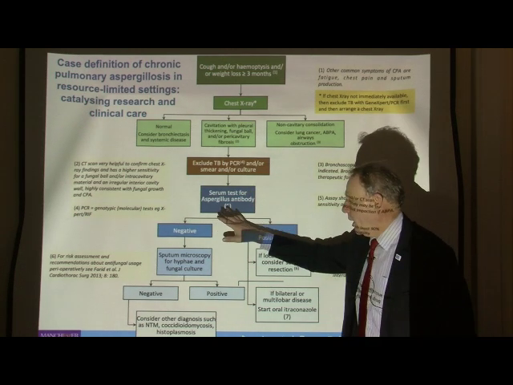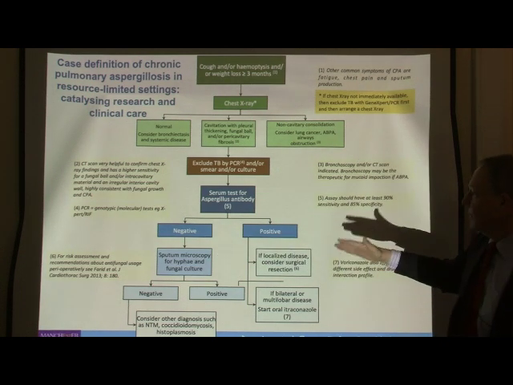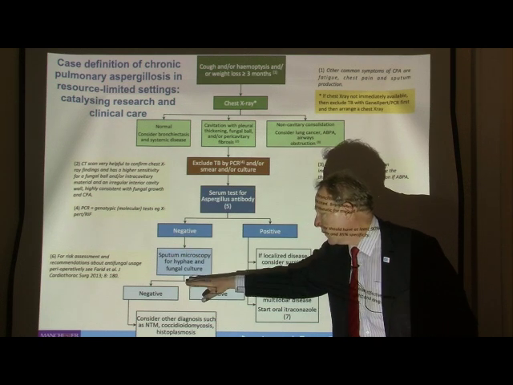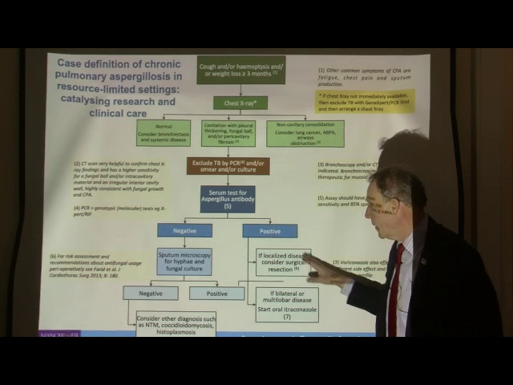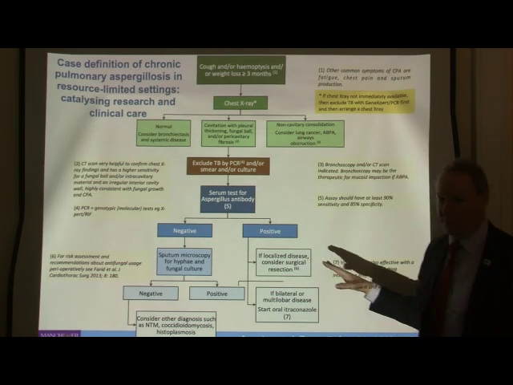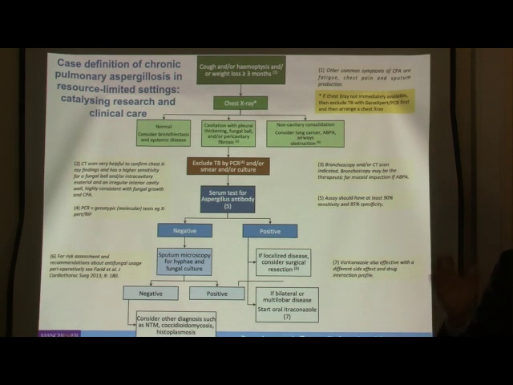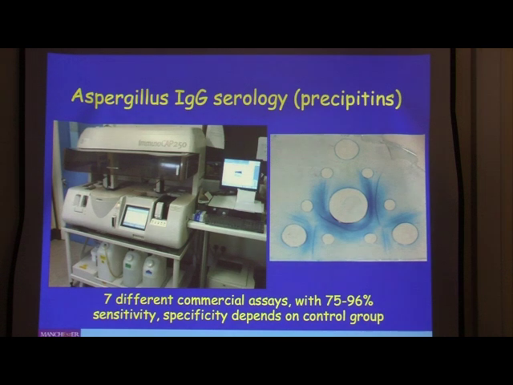And most of these are positive in patients, but they're not all positive. So even with a negative test, you need to look at the sputum, if you can get it from the patient, for microscopy and culture. And if they're positive, they're likely to have chronic pulmonary aspergillosis, and then there's a discussion about whether they can have surgery or not. So the Aspergillus antibody test comes in lots of different formats.